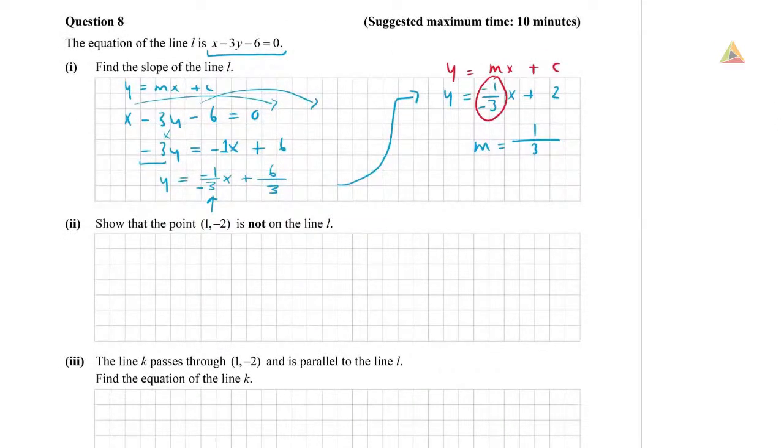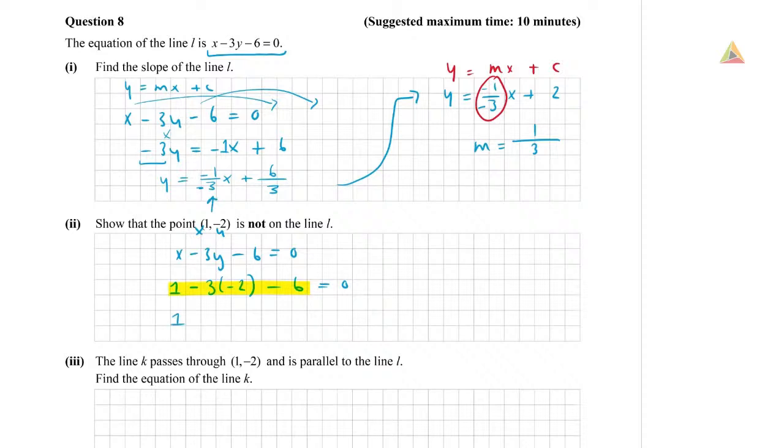Okay, show that the point 1, minus 2 is not on the line L. Okay, so we have an equation for the line L. The equation is x minus 3y minus 6 equals 0. So the point x and y, so 1 and minus 2. So we're subbing in 1 anywhere we see x, so 1 minus, and we're putting in minus 2 anywhere we see y, so it's going to be 3 by minus 2 minus 6 equals 0. So what we want to check now, does this equal 0? And if it doesn't, then that means it's not on the line.